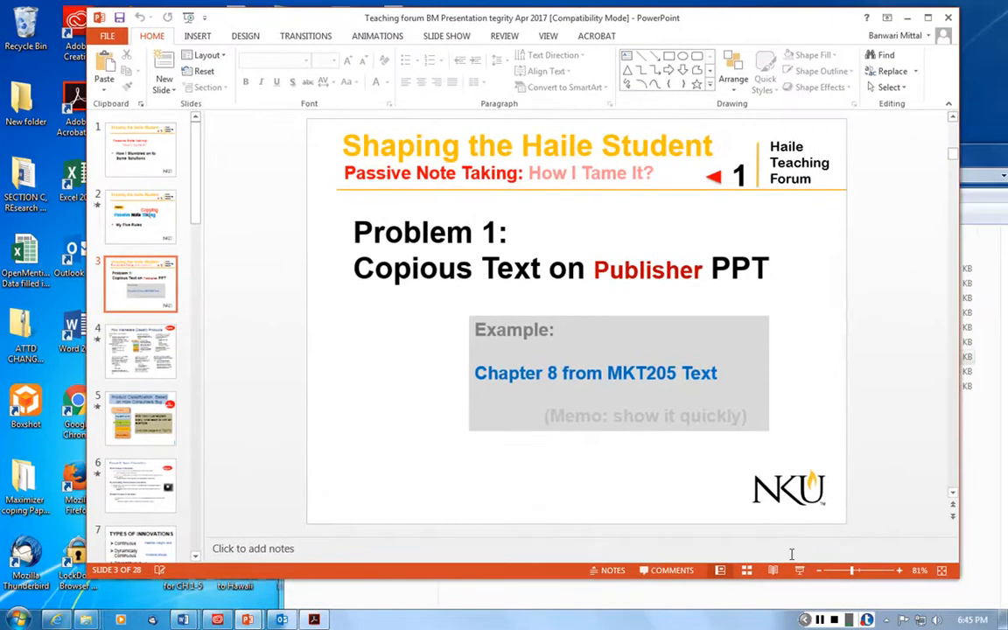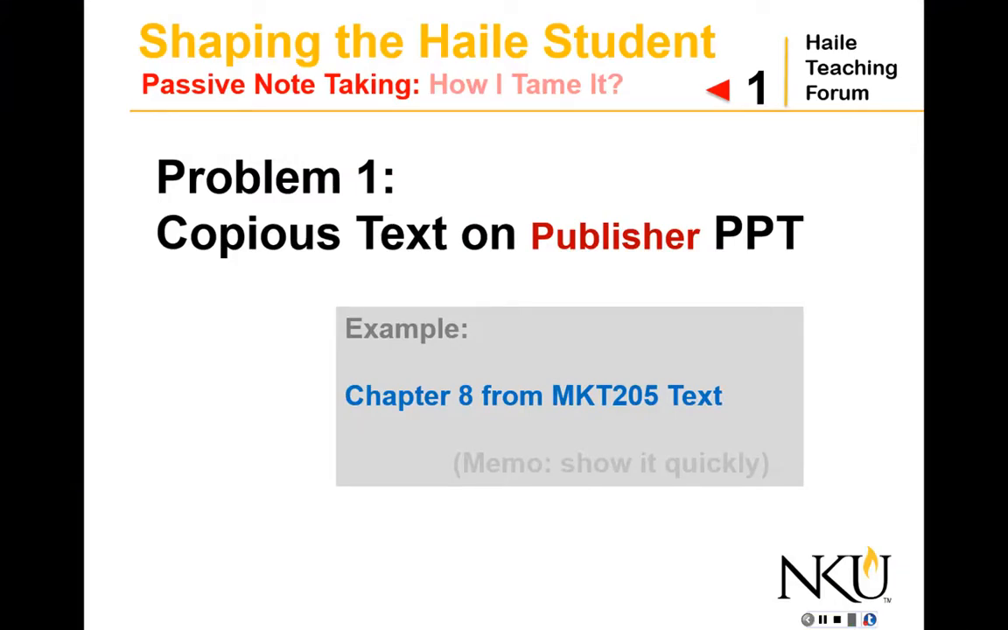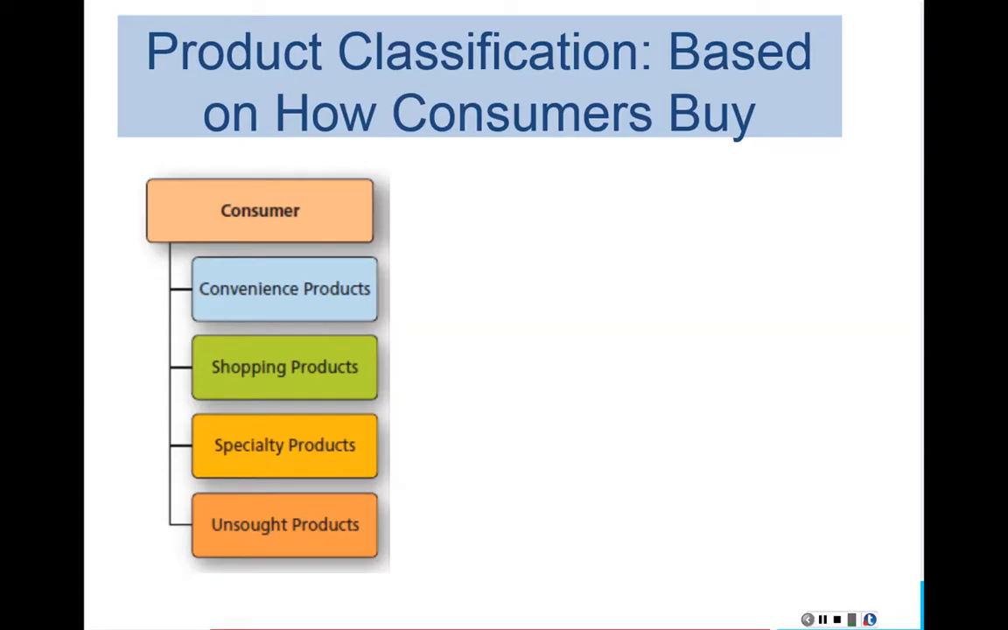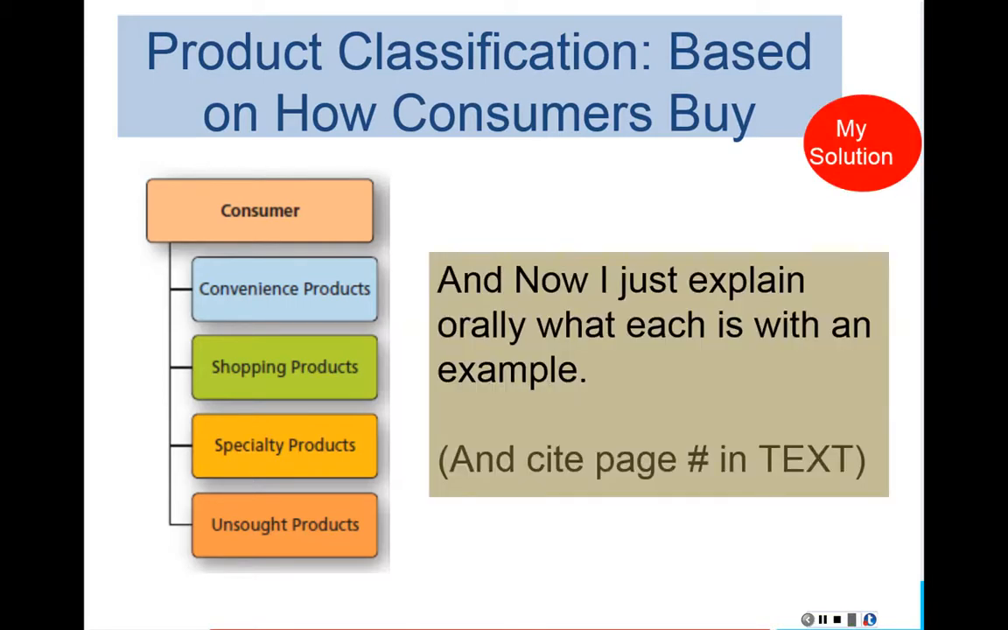So here is how I try to solve this problem. Remember, this is about 8 slides, or maybe 6, for this particular subtopic in the chapter. This is the original. All I do is pull that diagram and have nothing else, no other slide. Why can't I just have this diagram and talk about these? I can talk about what these are and give them an example of one each or whatever. But I don't have to have that 7 slides of text. I just explain each one orally and tell them what it is and cite the page number in the text.